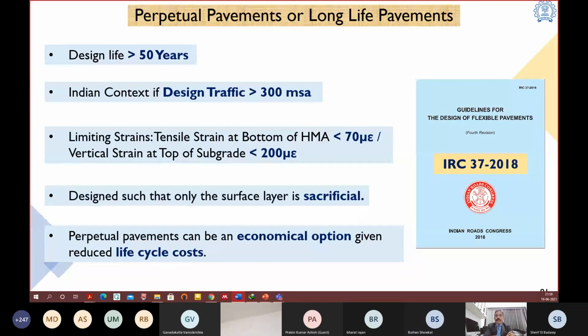But yes, it is in practice for all the international participants and others also; perpetual pavements are there in reality. I think the Mumbai-Vadodara expressway is coming up. Other projects are also coming up now on perpetual pavements. Right. Okay. Thank you.